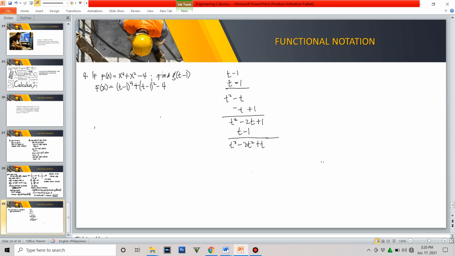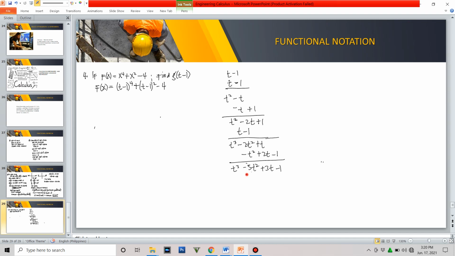And then minus t squared plus 2t minus 1. Okay, so we have t cubed minus 3t squared plus 3t minus 1. Okay, t cubed minus 3t squared plus 3t minus 1.